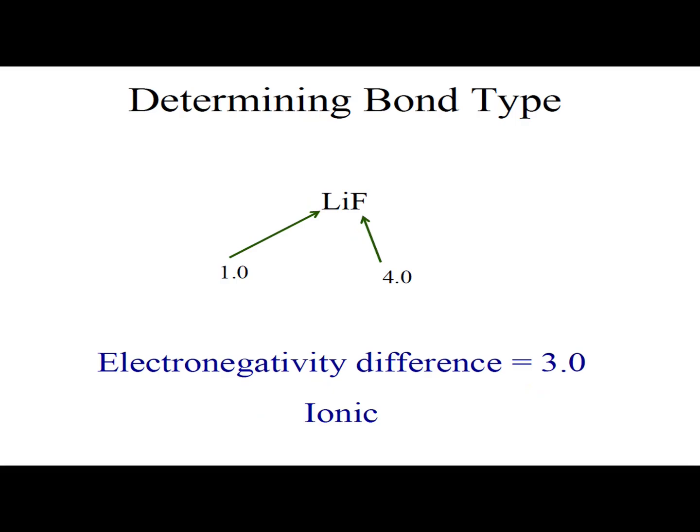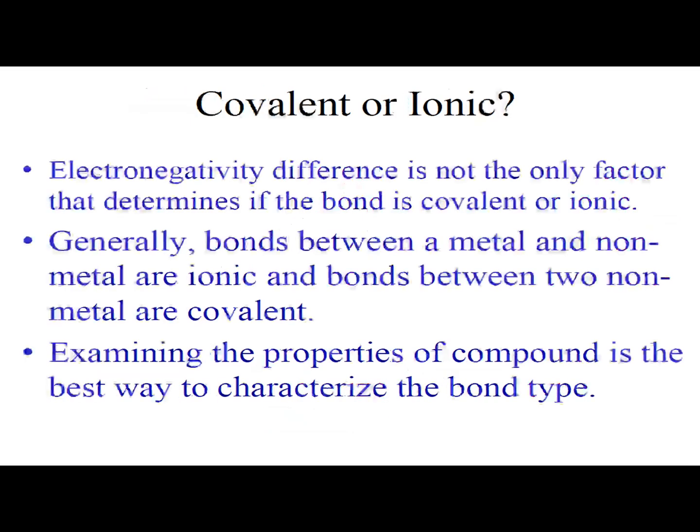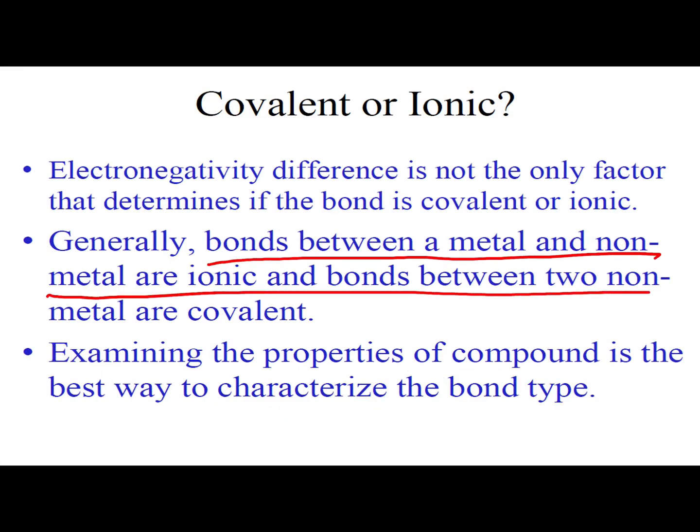Lithium fluoride, notice our electronegativity difference here is 3.0, and so ionic bonds have an electronegativity difference between 2 to 3.5, and since 3 definitely falls in that range, this is an ionic bond. The electron spends pretty much all of its time around that fluorine atom. Now, electronegativity difference is not the only factor that determines if the bond is covalent or ionic. Generally, bonds between a metal and a nonmetal are ionic, and bonds between two metals are covalent.